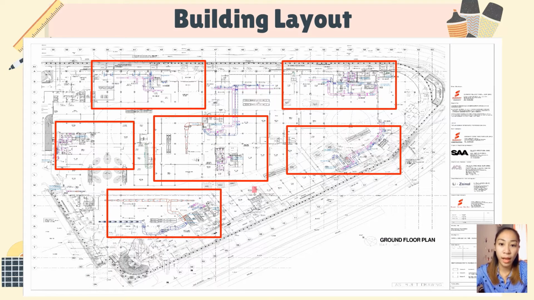Here is the building layout of Sunway Velocity Mall. As shown on the screen, there are several ventilation systems positioned in the shopping complex.